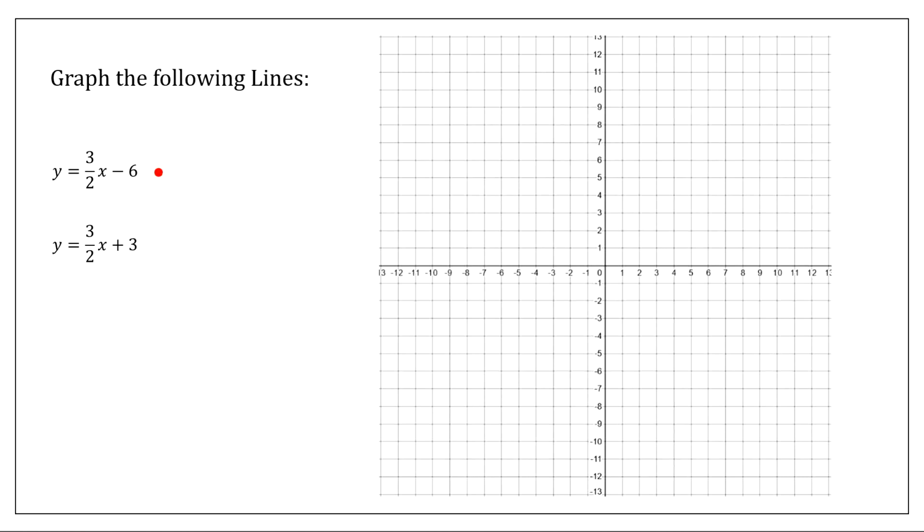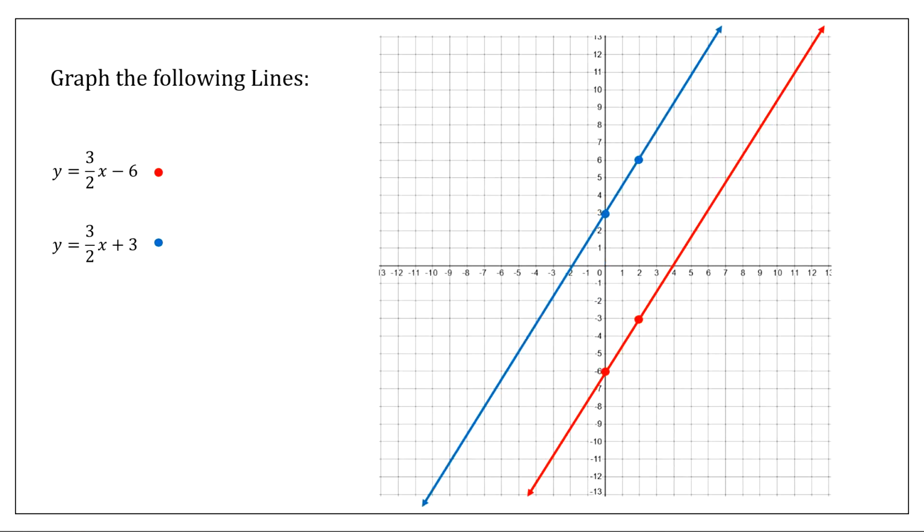Okay, so here's the red one, the first one. I highlighted the red dot next to that one. There's our red line. Y-intercept is negative 6. We come in with the blue line. This is our second line. Again, that's going to go that way. And they're never going to cross. They're going to go on forever and never cross.